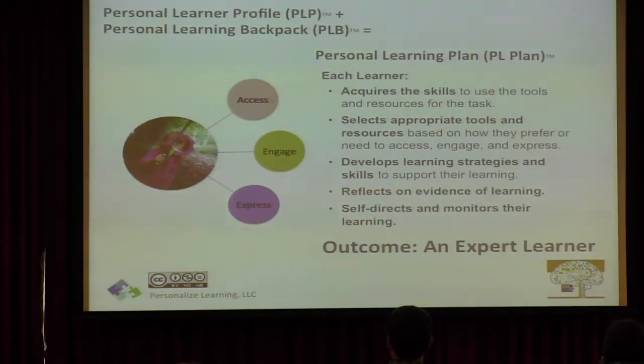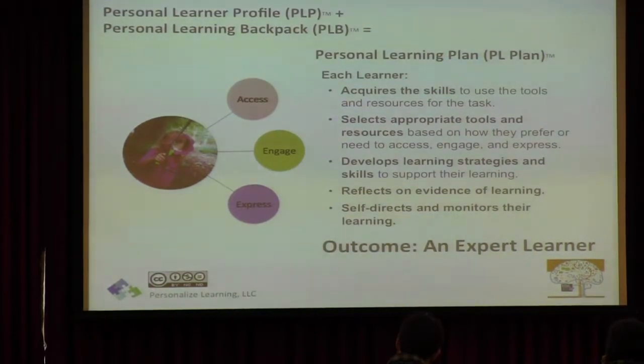So here's what I look at. If you take the profile and the backpack and develop a great plan with kids, then kids can actually acquire skills. And the problem about becoming an expert learner is that they're not acquiring the skills that they need to get there. They need to know how to select tools and resources based on their preferences and needs. They need to develop strategies and skills because those are the things that you have for a lifetime. And then we always want kids to reflect on the evidence of their learning and really how they demonstrated that they've acquired those skills. They have to tell themselves and show themselves.